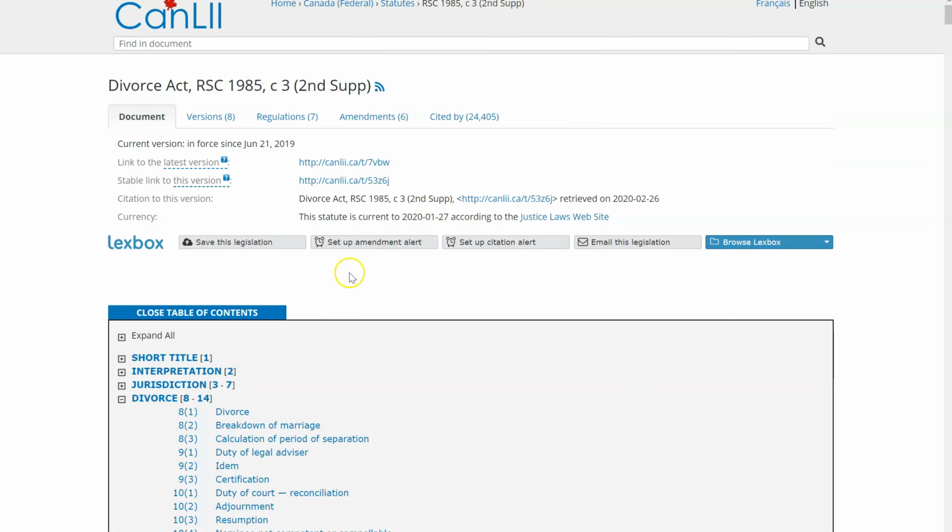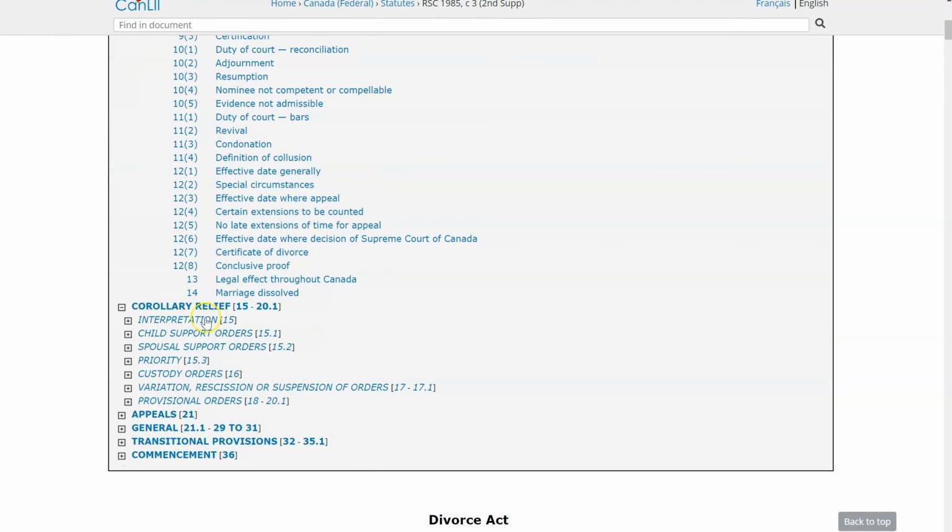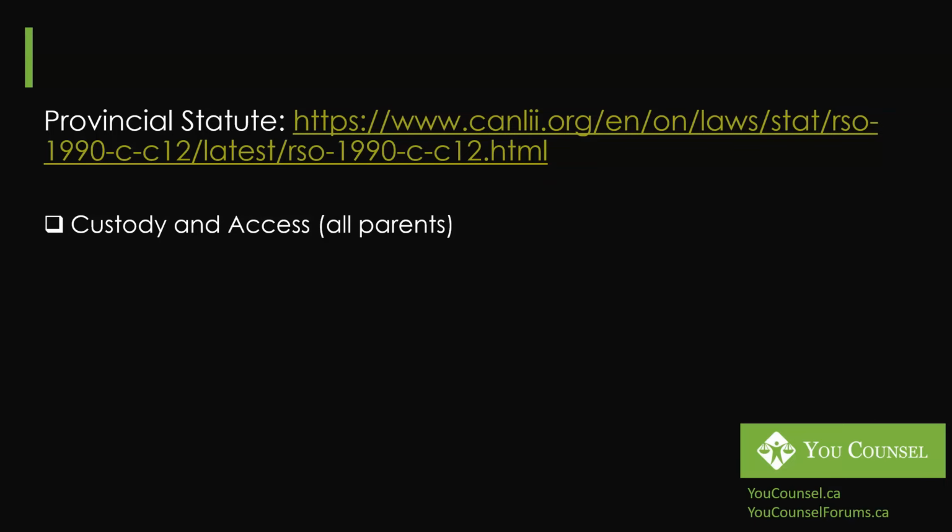I'm going to quickly show you the Divorce Act. Again, this is the RSC, Revised Statutes of Canada, and it deals with divorce. Under the corollary relief section, it deals with child support orders, spousal support orders, and then custody orders. So these are for people who are married.